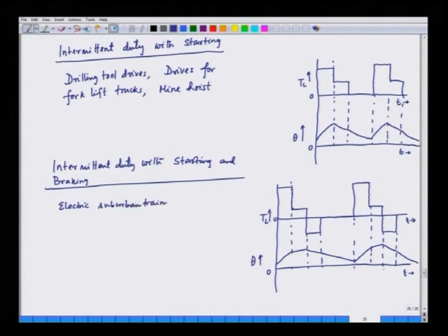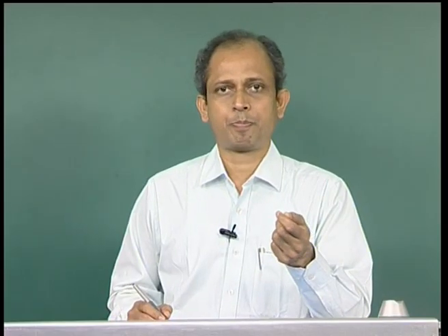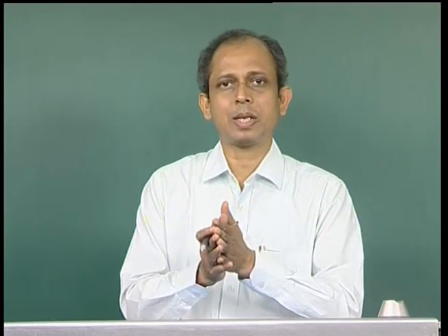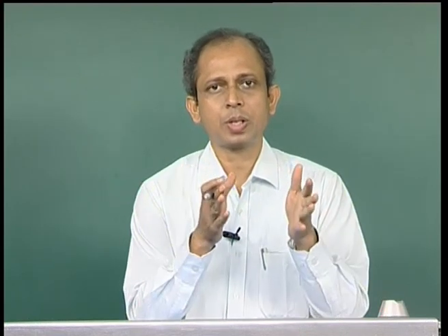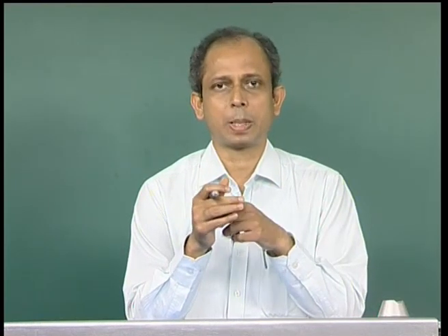Is one of the good examples of a drive which requires both starting and braking. Now, when we have so many types of duty of the motor, how do we select the rating of the motor? Primarily, we can classify them into two broad categories. One is continuously rated motor or continuous duty, and the other is intermittent or short term duty. In continuous duty, whatever is the load or whatever is the power which is being delivered, we choose the higher available power when we choose the motor.